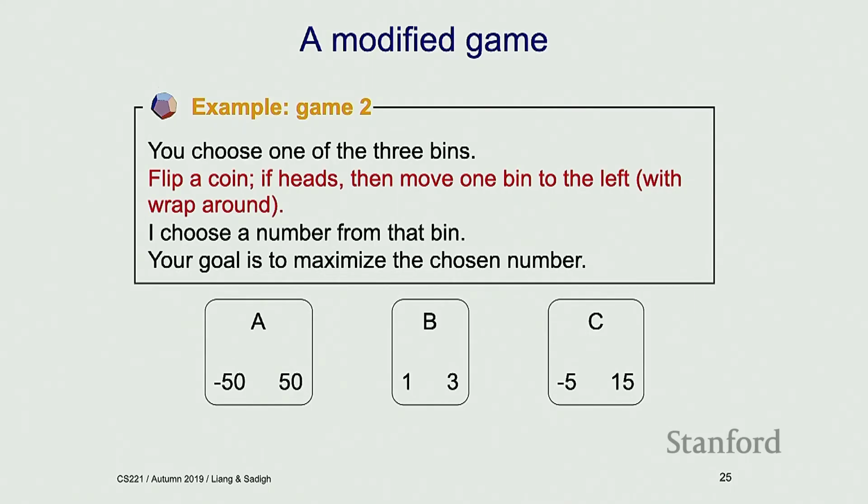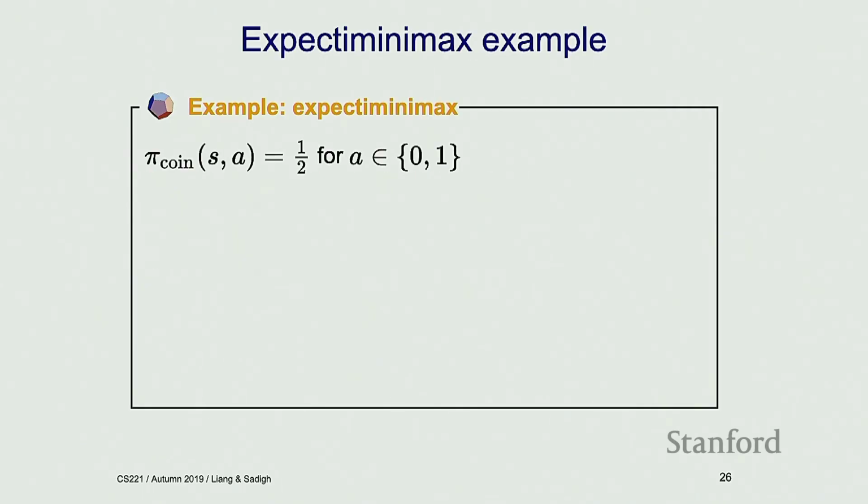Let's say you have the same game as before, you're choosing one of the 3 bins, and after choosing one of the 3 bins, you flip a coin, and if heads comes, you move 1 bin to the left with wraparound. So 50% of the time, tails comes, you're not changing anything. 50% of the time, you get heads, and in those settings, you pick a neighboring bin as opposed to your original bin. So you're adding this notion of chance here, and it's kind of acting as a new player.